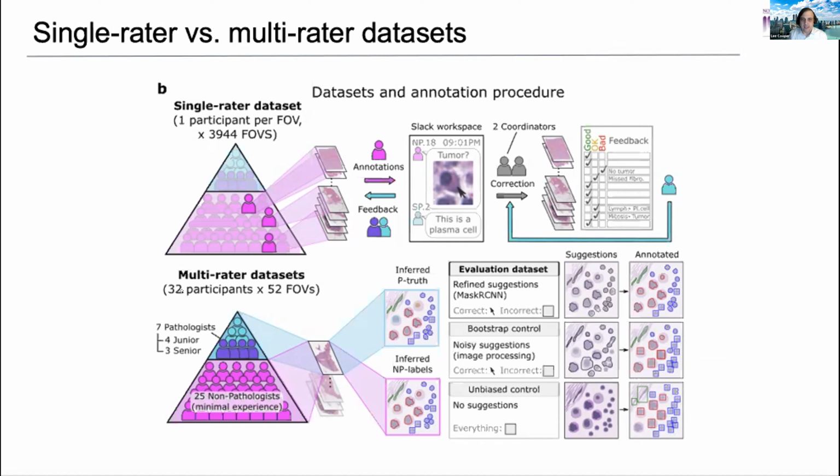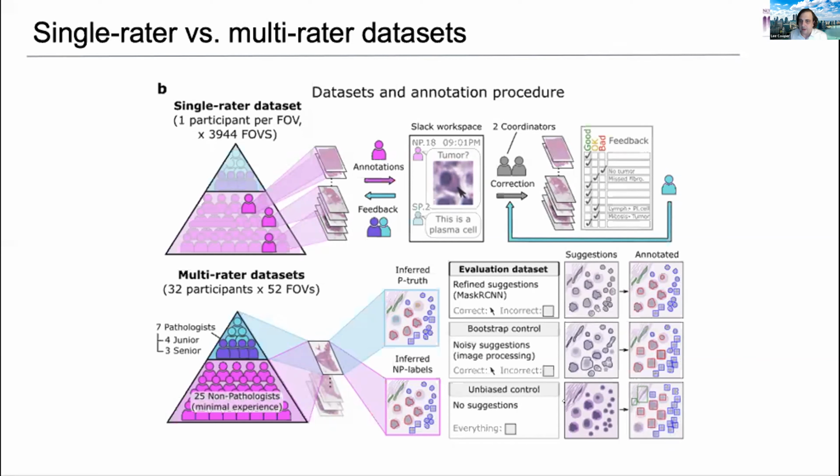Then we have a multi-rater data set, which essentially is used for looking at inter-rater variability. What we do in this multi-rater data set is we show them different combinations of things. First of all, this unbiased data set where there are no suggestions, so we just get their bounding boxes on everything. We don't bias them in any way.